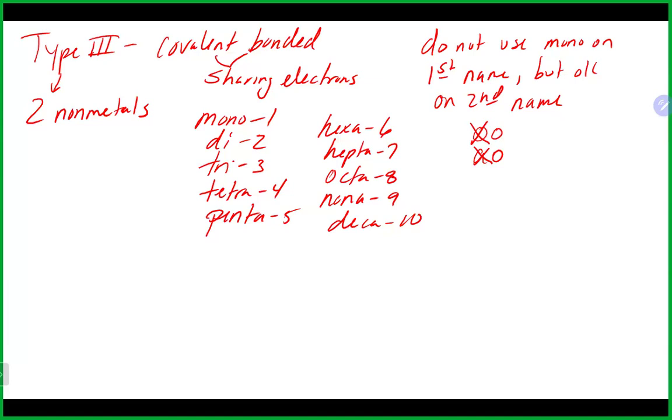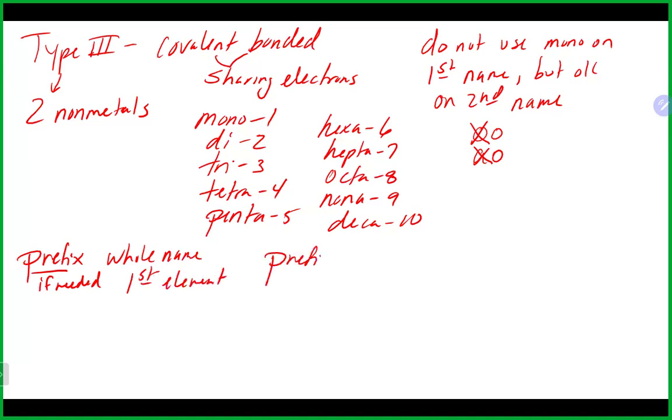How you go about naming this is you use the prefix for the first element, if needed. Obviously, the only time it would not be needed is if it's mono. And use the whole name of the first element. Again, for the second name, you're going to use your appropriate prefix. And the second name does roll like a normal nonmetal. It will do the IDE at the end of it.